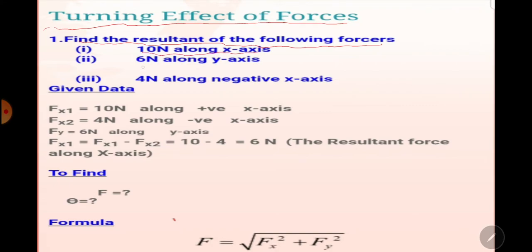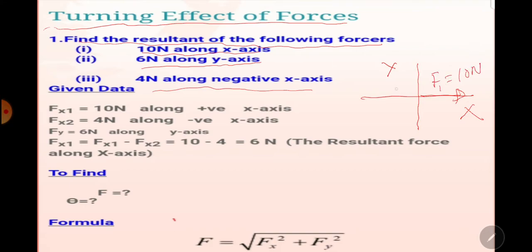10 Newton along the x-axis, 6 Newton along the y-axis and 4 Newton along the negative x-axis. So you will draw horizontal and vertical lines. This is the x-axis, this is the y-axis. A force F1 is equal to 10 Newton along the x-axis, F2 is equal to 6 Newton along the y-axis, and 4 Newton along the negative x-axis. So 4 Newton is in this direction. F3 is equal to 4 Newton. So this is 10 Newton, 4 Newton, 6 Newton.